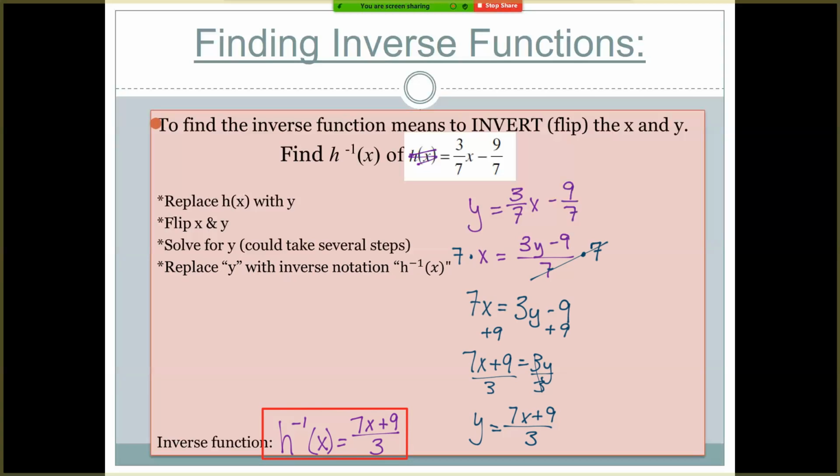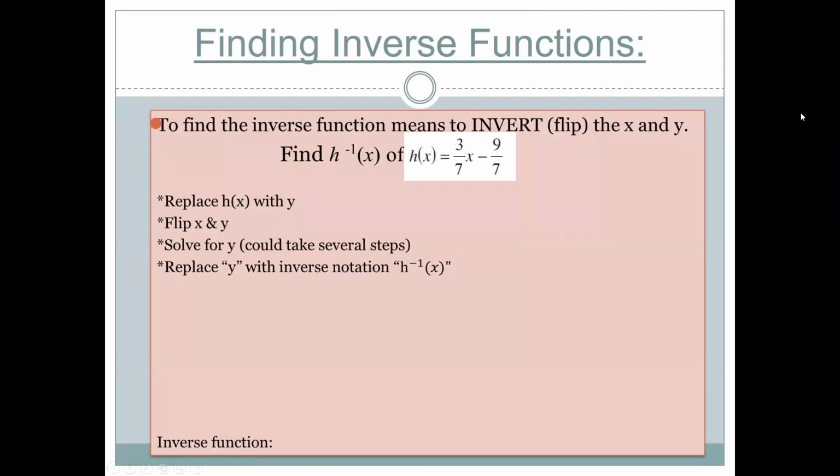All right, on the next page, you have some homework problems. So you're going to be finding inverses on that next page. If you get stumped, have questions or concerns, let me know.